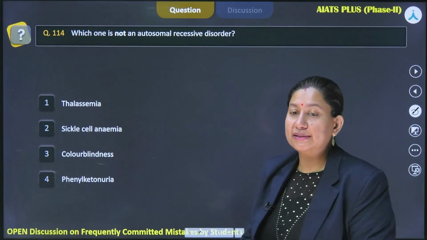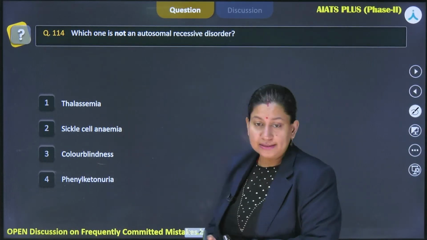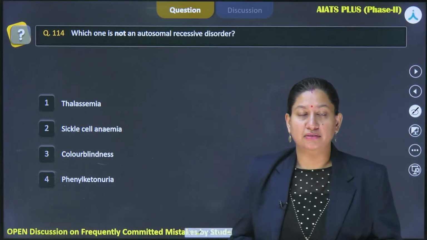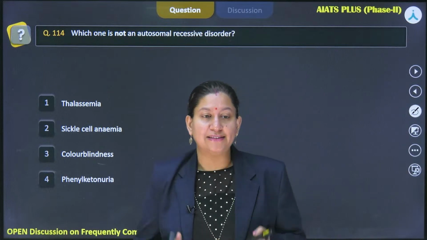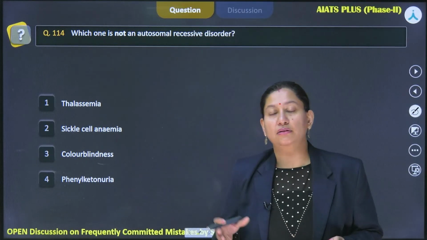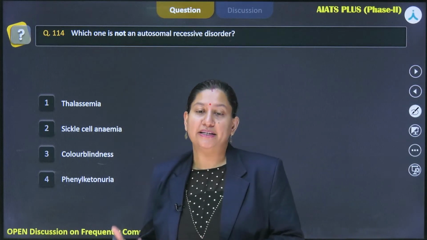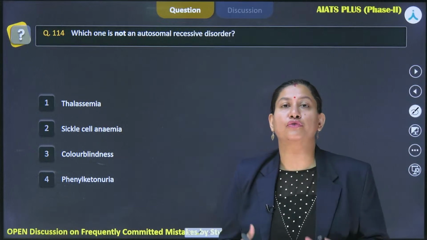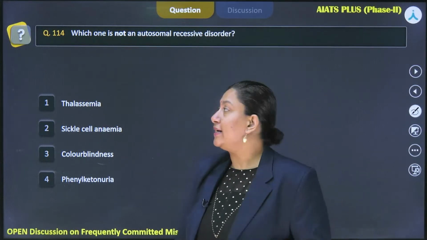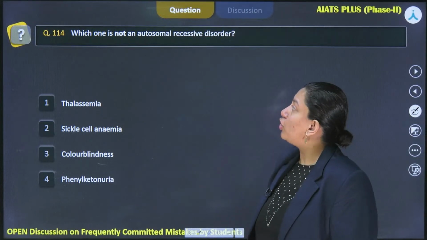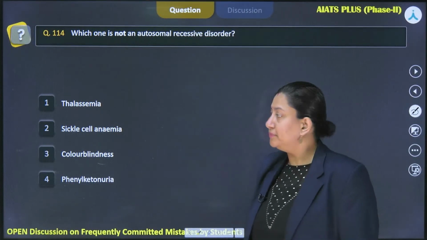So Sumit, this is the 12th topics that are being discussed, but this particular paper is having the entire syllabus covered, but in this session we are covering few chapters like principles, cell cycle, respiration, microbes and ecosystem. So few topics from class 12th and few from class 11th, right? Alright, so this is talking about which one of them is not an autosomal recessive disorder.